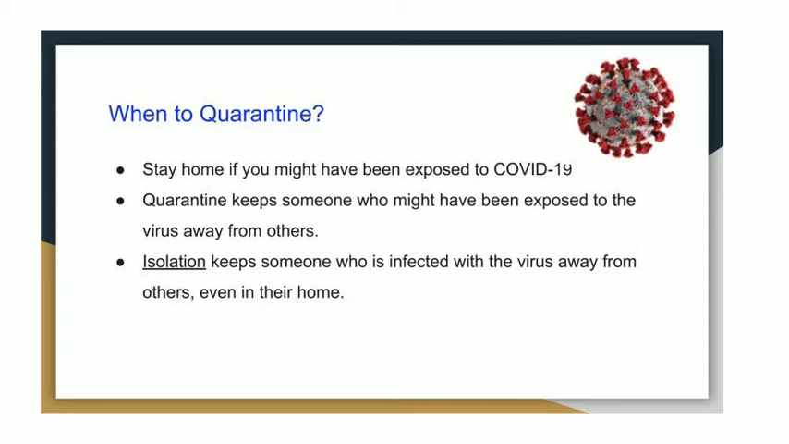What is the difference between isolation and quarantine? Isolation is staying home except for medical care. Isolation is for the people who are tested positive for COVID-19. They may or may not have symptoms, but they are tested positive. Isolation keeps someone who is infected with the virus away from others.